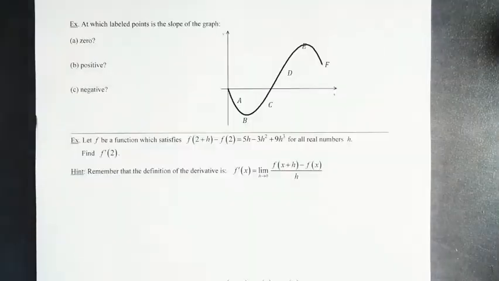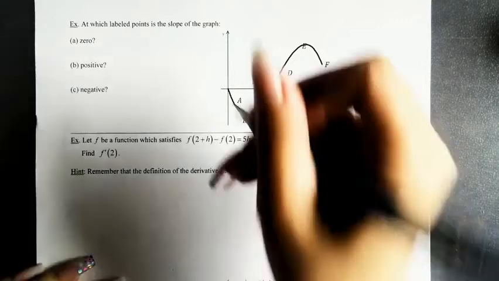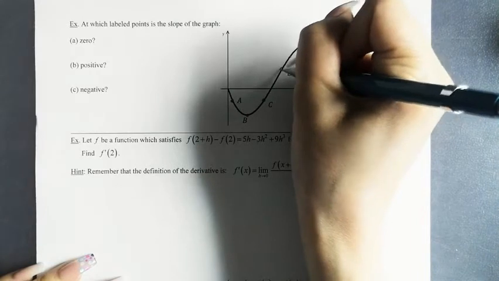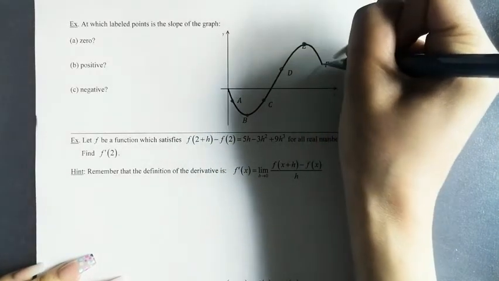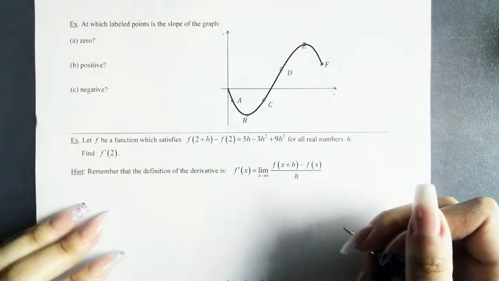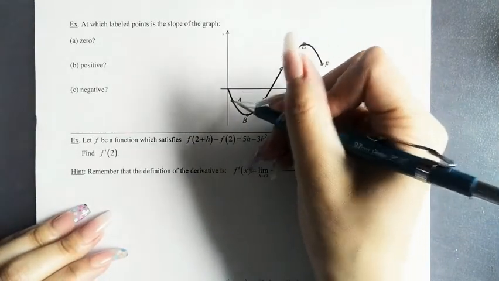So we have this graph, and they ask you at which labeled point is the slope of the graph 0, positive or negative. Okay, so technically what we have is that this is A, this is B, this is C, this is D, E, and F, wherever you can pick there. F. Okay, so what's going on at A?